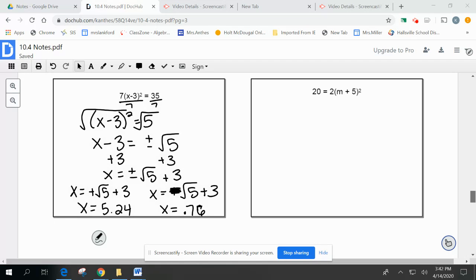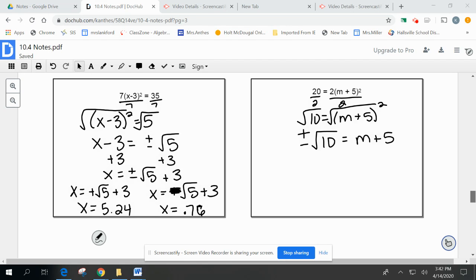Okay, so we're going to go through and do the same process here. Divide by 2. So 10 equals m plus 5 squared. Then I need to square root. So we don't know, that's not a perfect square. So I'm going to leave it square root of 10. So plus or minus square root of 10 equals m plus 5. Next, I would have to subtract 5. So I'm going to have plus or minus square root of 10 minus 5 equals m.